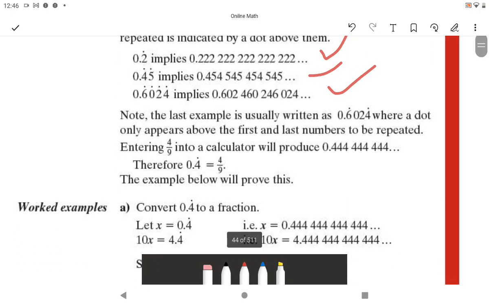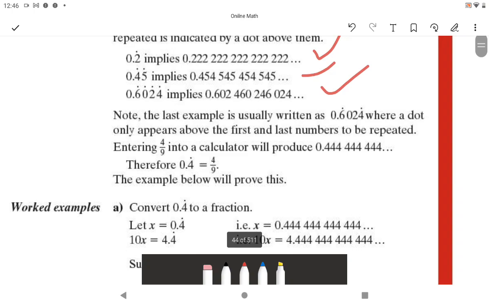Note, the last example is usually written as 0.6024, where a dot only appears above the first and last number to be repeated. So anytime you have more than 1 digit repeated, we can only put the dot on the first and the last. So it will be indicated that 6024, they are being repeated. So having said all this, let's quickly move on to the first example.